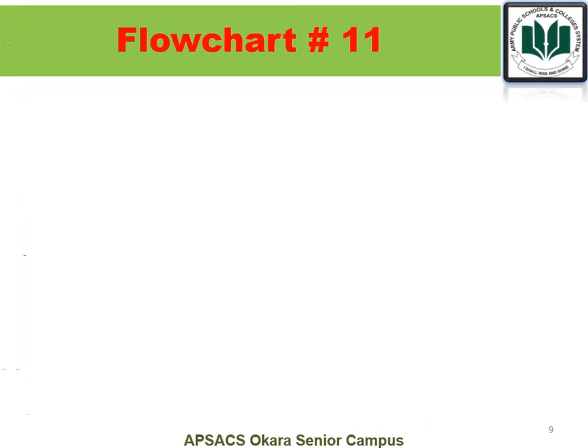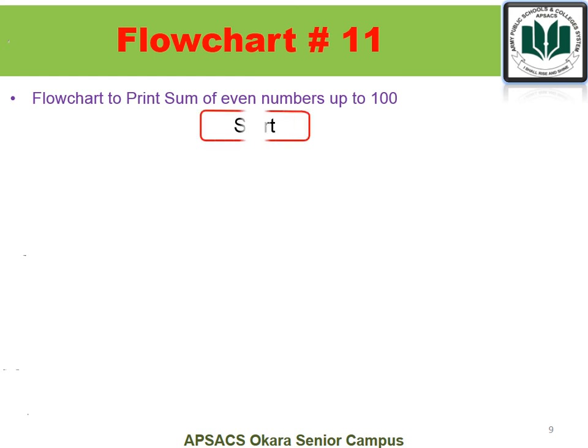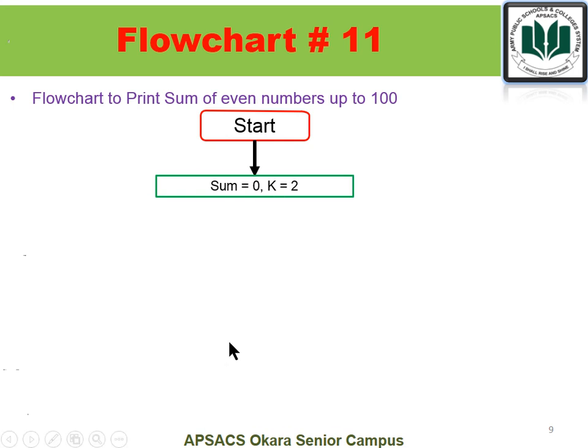Now moving to flowchart number 11. It says flowchart to print sum of even numbers up to 100. We have to print the sum of even numbers up to 100. So the first step is start, and the second step is sum is equal to 0 and k is equal to 2. Again, there is no input for this problem as well, so I have used a processing symbol. I have initialized the value of sum, which is 0, and the value of k, which is 2.